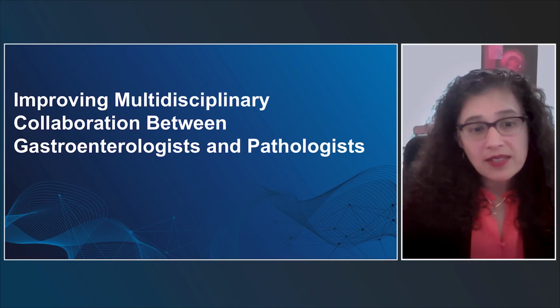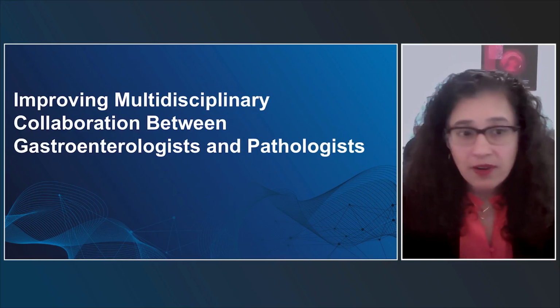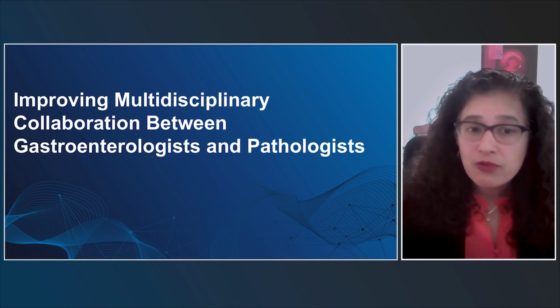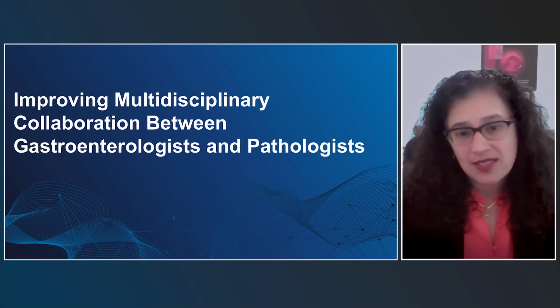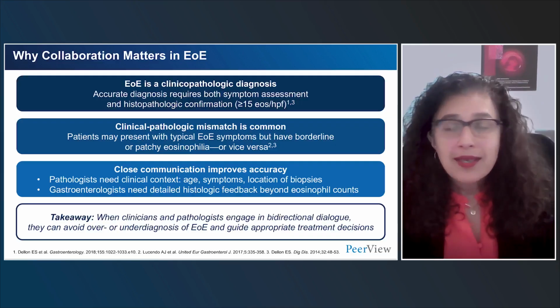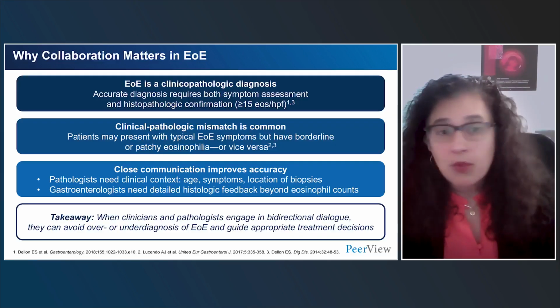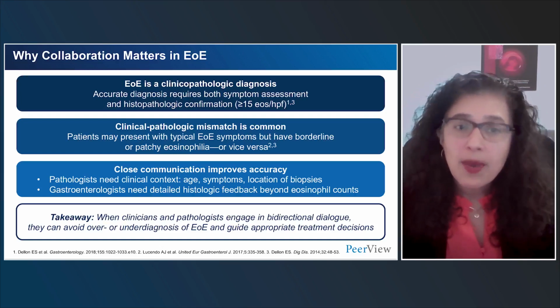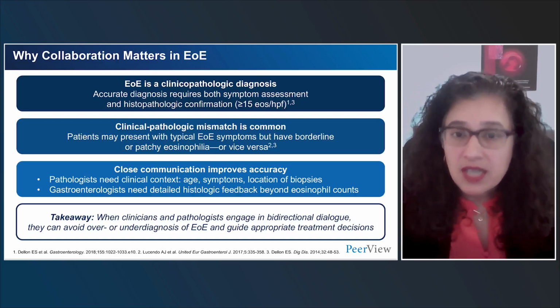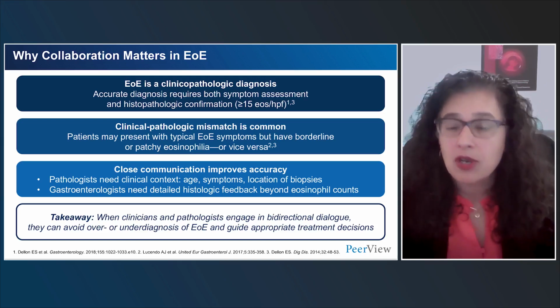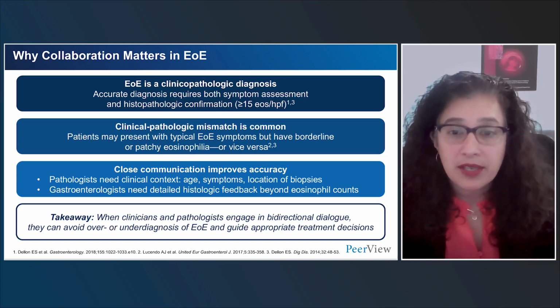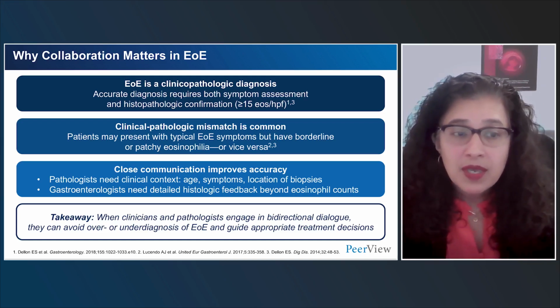We'll now move on to the next segment, which is very important, highlighting improving multidisciplinary collaboration between gastroenterologists and pathologists. So, why is collaboration here important? EoE is a clinical pathologic diagnosis. Accurate diagnosis requires both symptom assessment and histologic confirmation, like mentioned, at least 15 or higher eosinophils per high powered field.